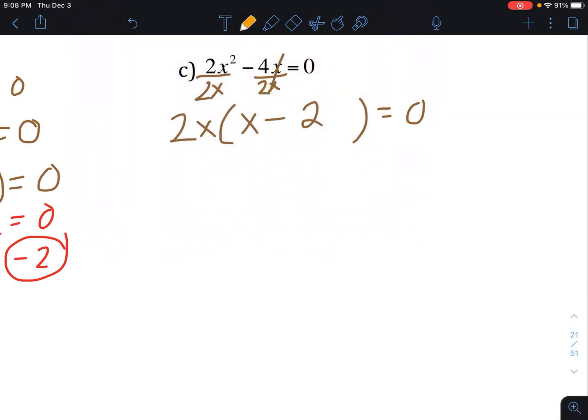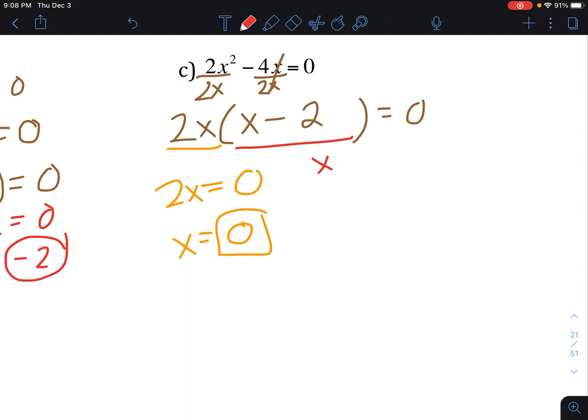So my first factor is 2x. Do not cross it off. It has an x with it. So we must write 2x equals 0. That means x must be 0. Pretty obvious. 2 times 0 is 0. And then the second factor, x minus 2 equals 0. Obviously that x must be 2.